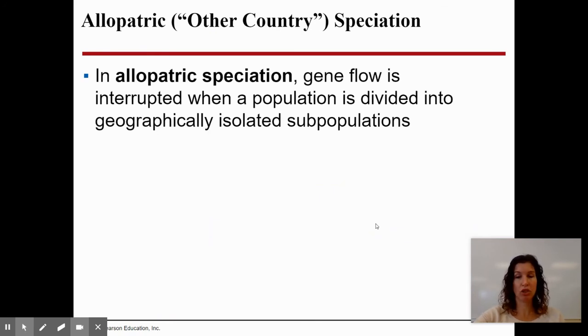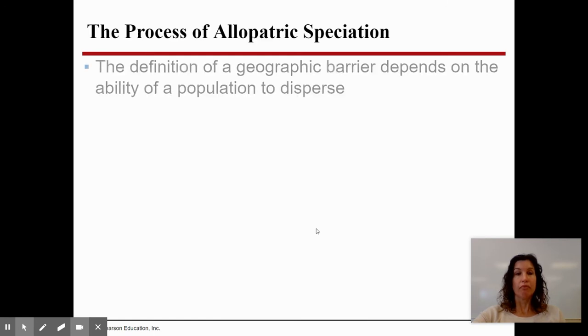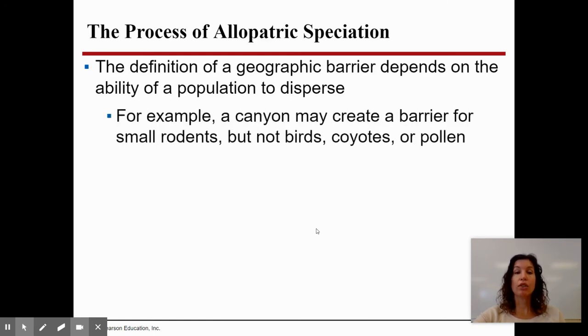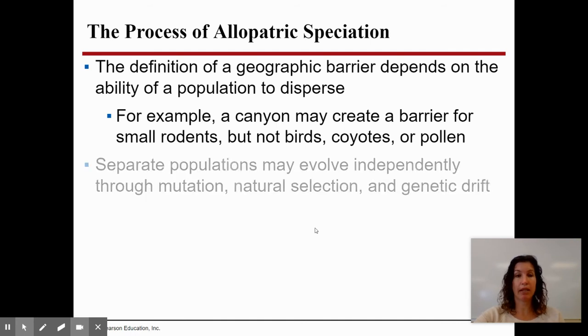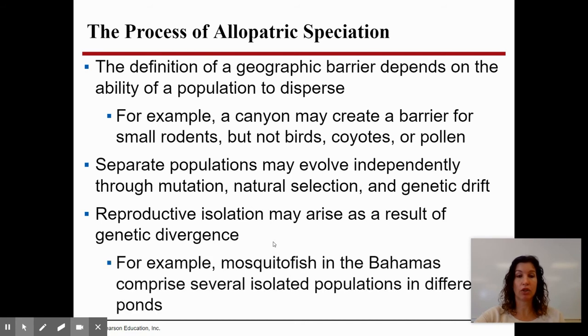In allopatric speciation, gene flow is interrupted when a population is divided into geographically isolated subpopulations. And it depends, geographic barrier depends on the ability of a population to disperse. So a canyon may create a barrier for small rodents, but birds could travel over, coyotes may be able to navigate that. So it just depends. And then separate populations may evolve independently through mutation, natural selection, and genetic drift. And then reproductive isolation may arise as a result of genetic divergence.